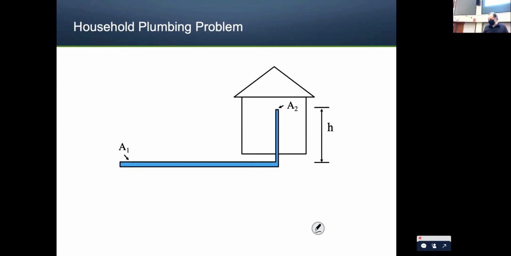Let's talk about the area. We'll talk about two sections of the pipe, the area of pipe 1 and the area of pipe 2. They'll have different cross-sectional areas maybe. We will have them at different heights, right? The height of your sink or your faucet, wherever you're trying to get water out of your house, compared to the height of the pipe in your basement. So that's the picture.